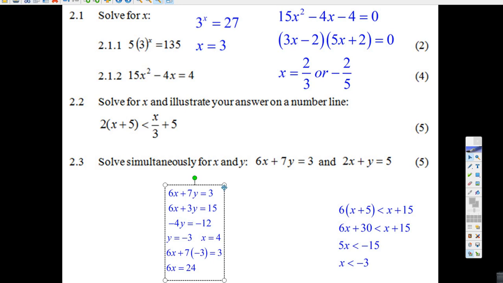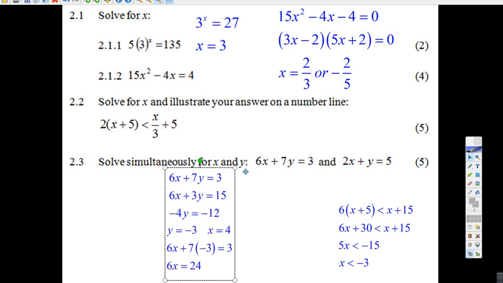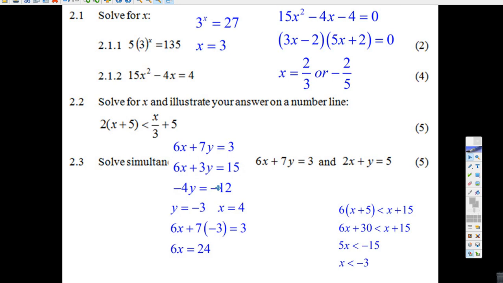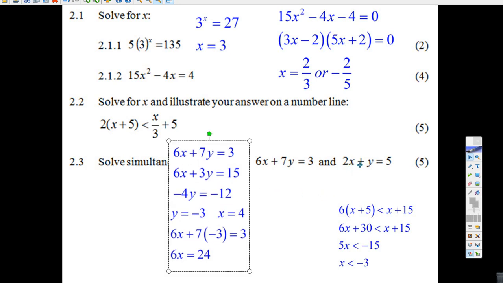Some people like to do it that way. I like this way a lot better, especially for this type of question. You see this 2x plus y? All I've got to do is multiply it all by 3. If I do, it'll turn into 3 times 2 is 6x, 3 times y is 3y, 3 times 5 is 15. Okay, this is kind of called linear algebra. This little thing right here is kind of like a matrix, but a real tiny one.